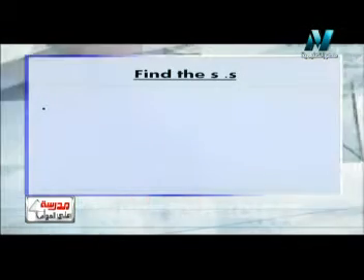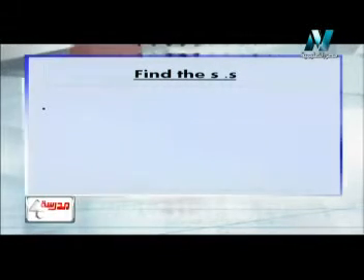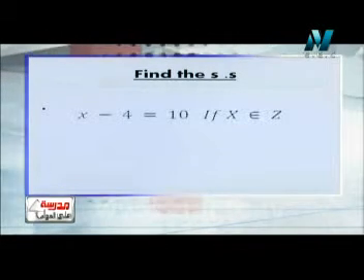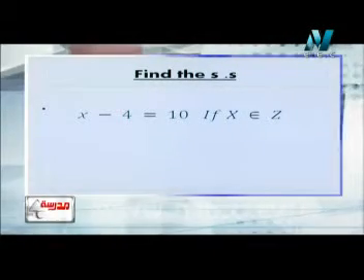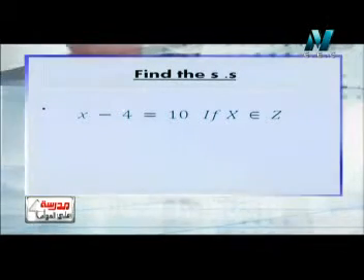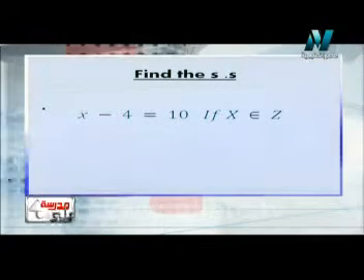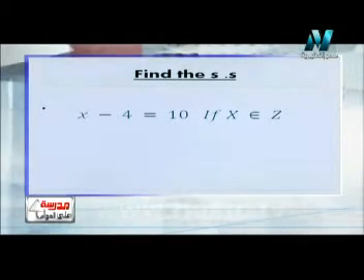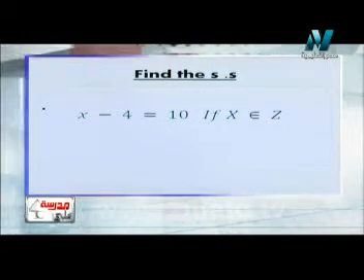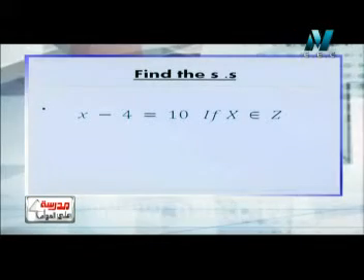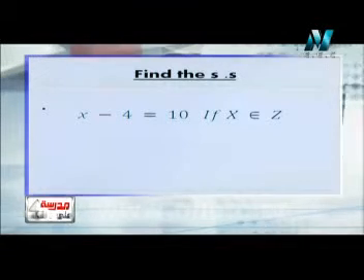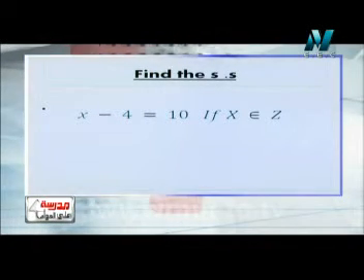The next one. Find solution set. To find solution set, we will find the value of the variable. x minus 4 equal 10. If x belongs to Z, then we must have the result in Z. To find the solution set, we must put x in one side, only x. Then we must cancel all the numbers beside x.